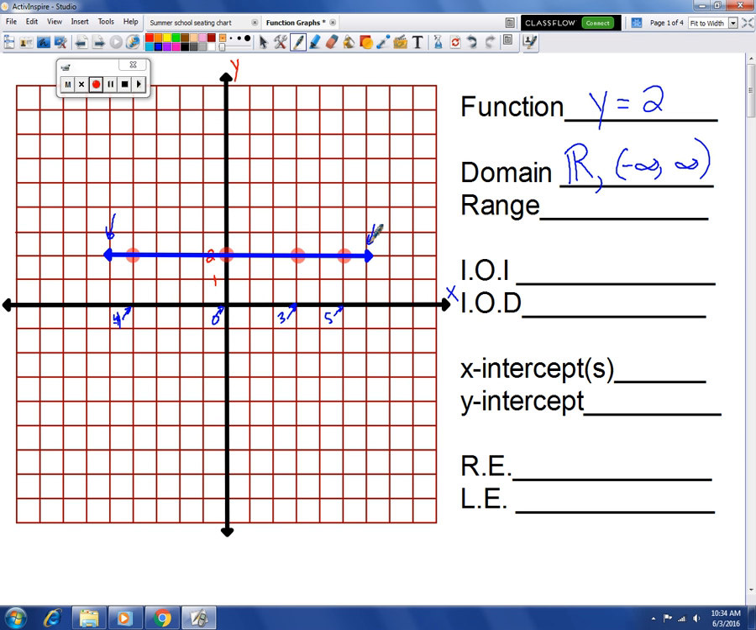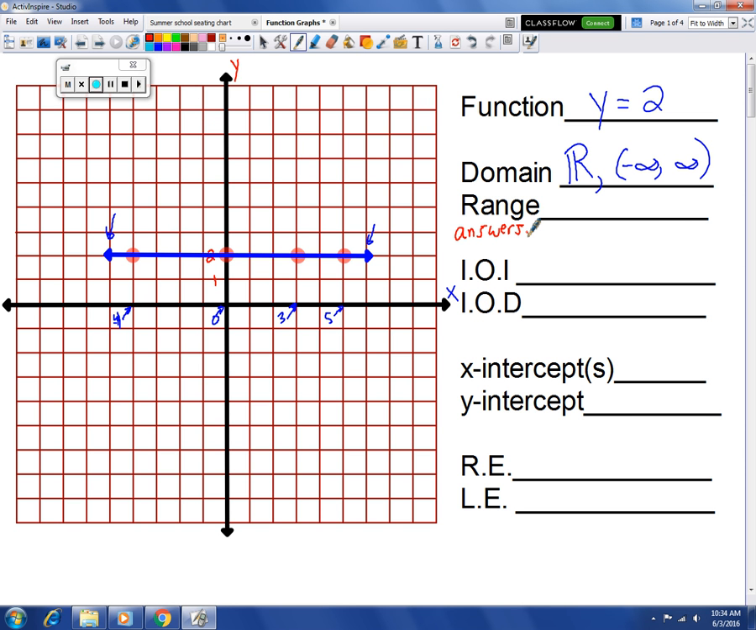Now, what's the range? The range is the answers you get when you substitute. Sometimes they'll call it output. The domain will be input, numbers you substitute in, and range would be the answers or outputs that you get.